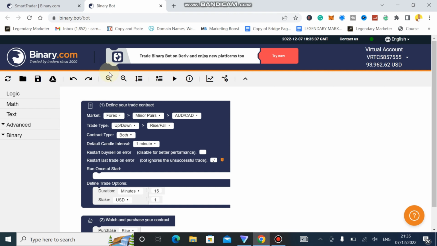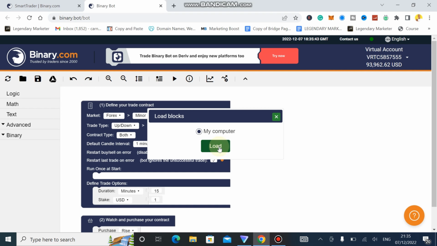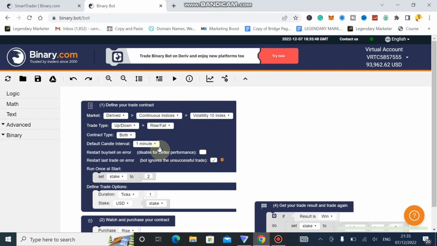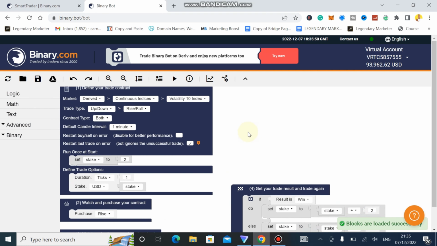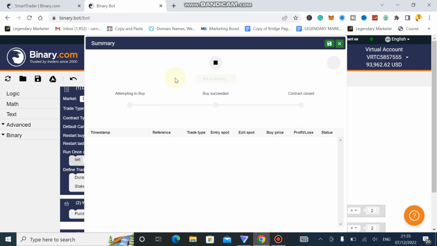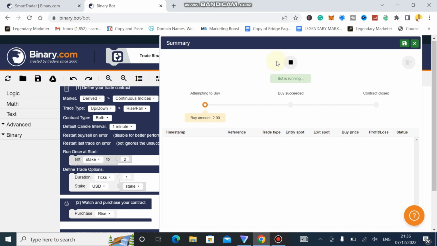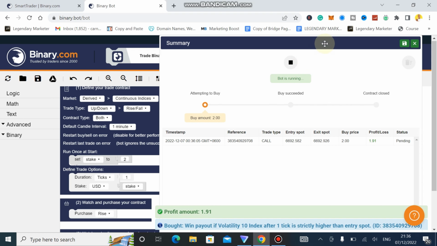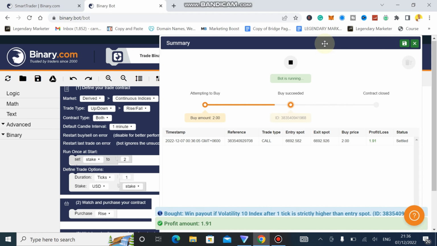So again, we are going to click on this folder icon, then come to my computer, then we are going to load the bot. Now we've loaded the bot, and here we are going to pick the market. You can decide to go with the rise and fall, but first I always advise checking the market and seeing if things are good, and if things are good you can try and trade. Now let's just test it out with this.